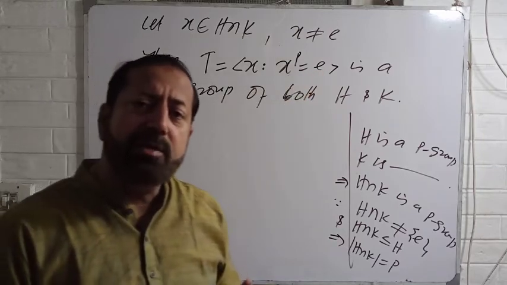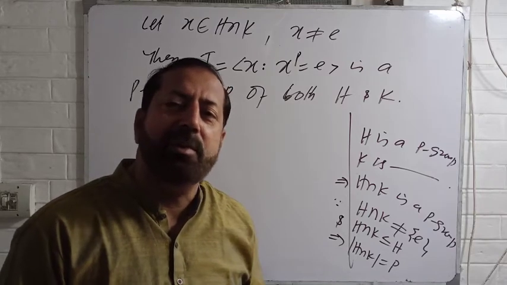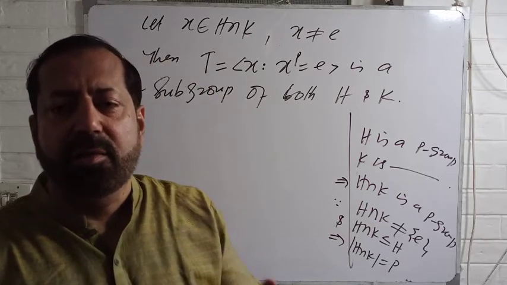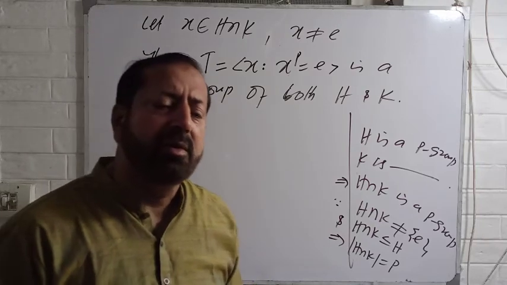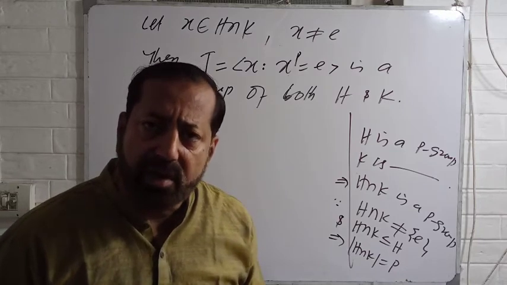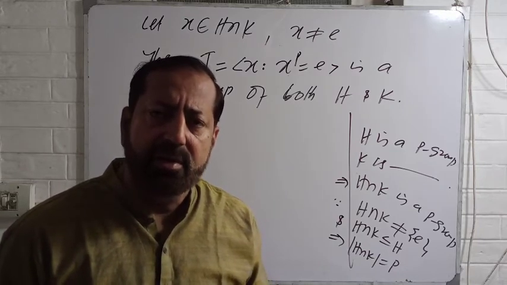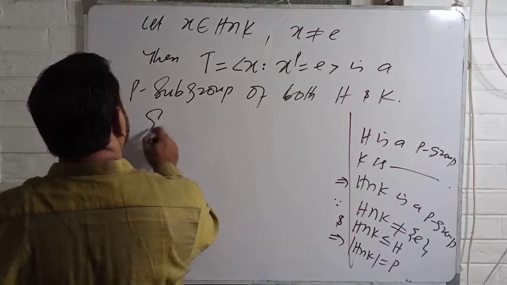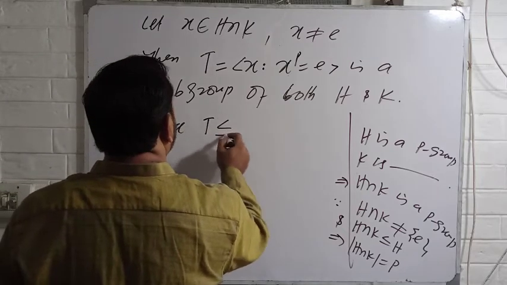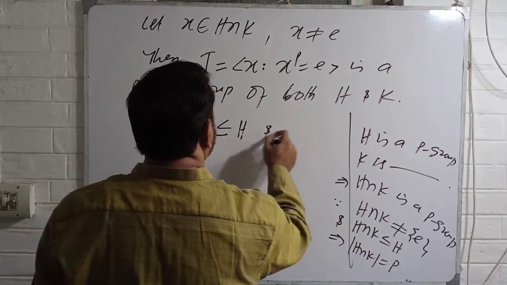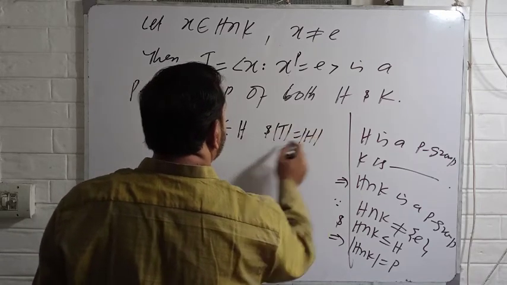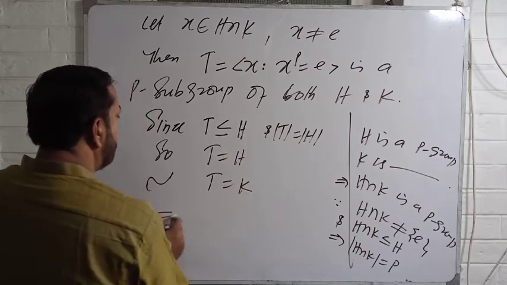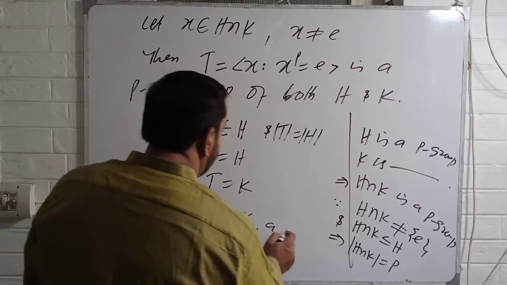Okay, this means that T is the subgroup generated by x of order p, where T is a subgroup of H. And you know that if the order of a subgroup is the order of the group itself, then both coincide. Since T is a subgroup of H and the order of T is equal to the order of H, T is equal to H. Similarly, T is equal to K, so both imply H is equal to K, a contradiction.